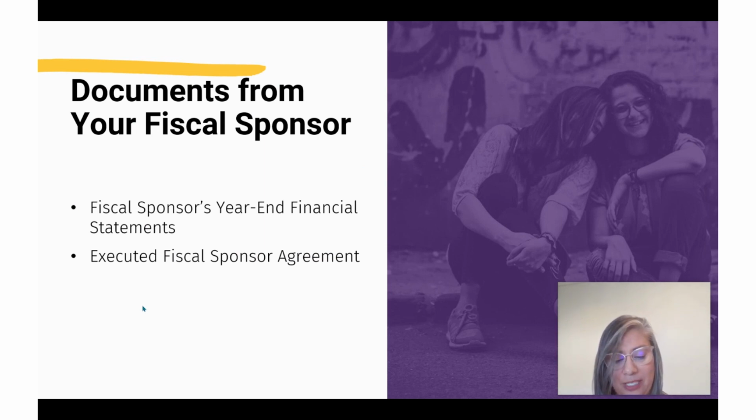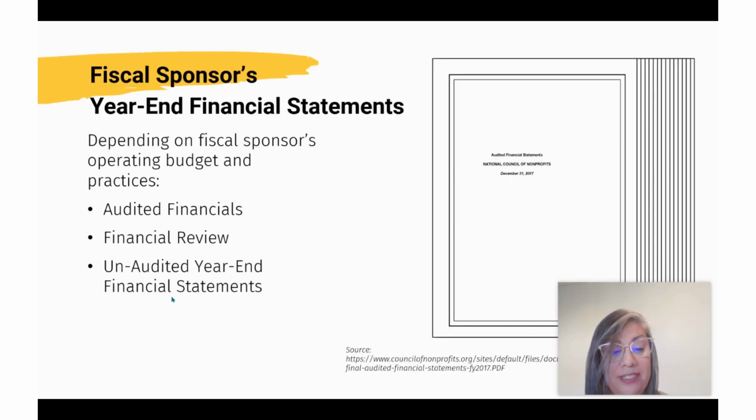Here, we'll talk about fiscal sponsors' financial documents. Your organization is using a fiscal sponsor. We request the fiscal sponsor's year-end financial statements and the executed fiscal sponsorship agreement. The fiscal sponsor's year-end financial statements are the same type of documents we discussed in relation to your own organization. Just as we request your own organization's year-end financial statements for the last 2 years, we also need year-end financial statements for your fiscal sponsor's organization for the last 2 fiscal years.